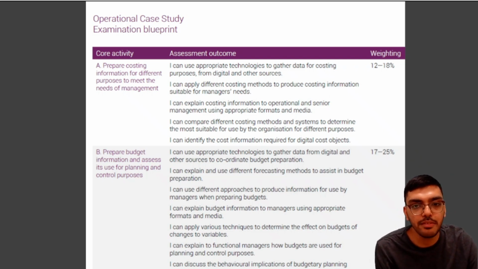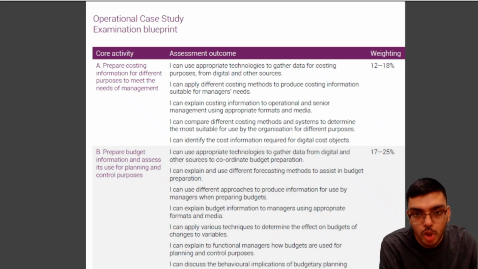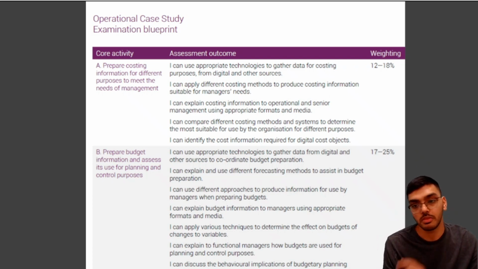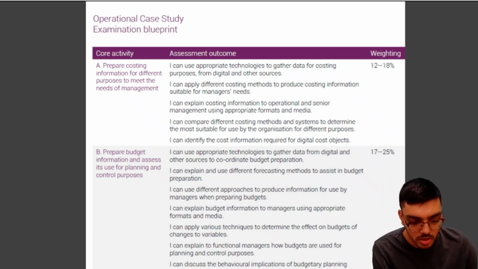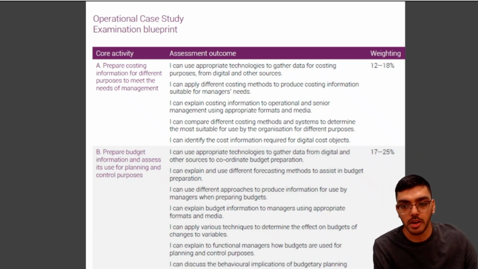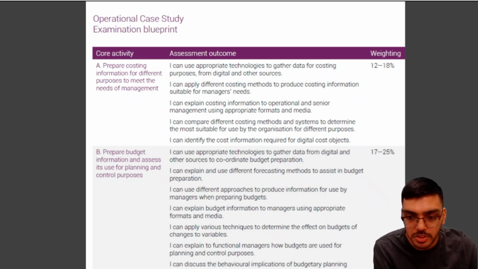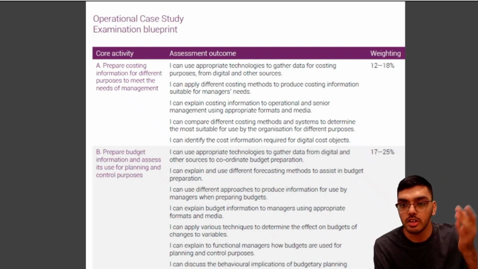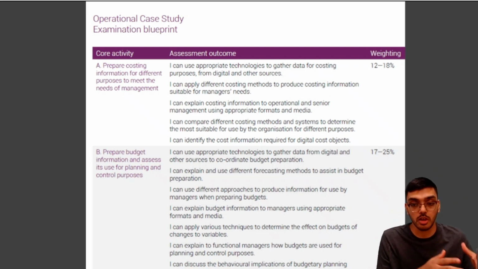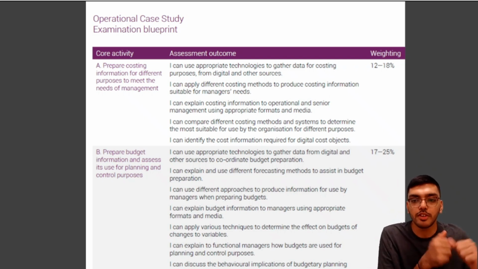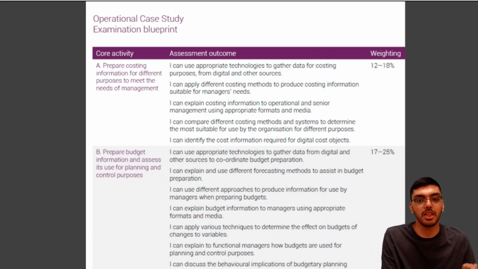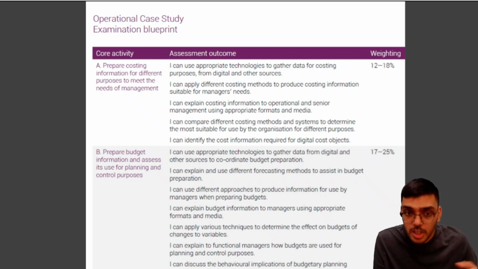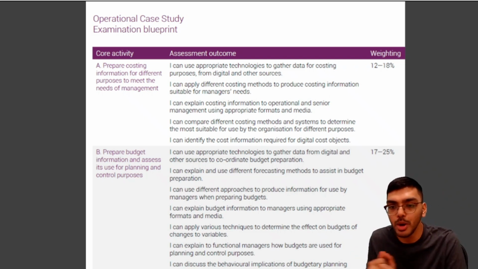It says I can apply different costing methods to produce costing information. Ask yourself, can I apply different costing methods? Firstly, if you've not revised P1, you obviously cannot even answer this question. If you've revised P1, you know what the costing methods are. The first costing method is your normal absorption costing method, marginal costing method, activity-based costing. Can you recall these? If you can recall these, it means your revision is on point.